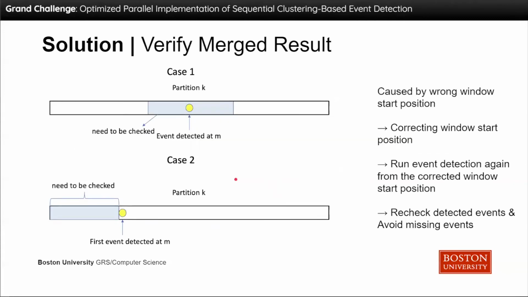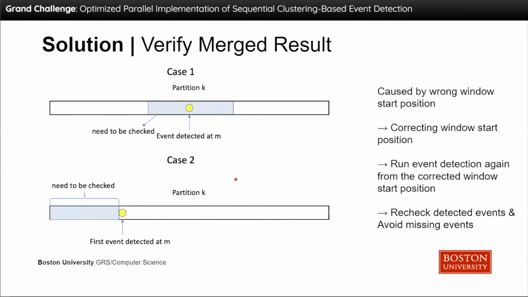As we said before, unfortunately, the merge results sometimes could be wrong. There are two cases that might happen. Case 1 is a false positive, which means that we detected an event, but it isn't. Case 2 is an event that we missed. Both of them are caused by the wrong window start position during the parallel strategy.